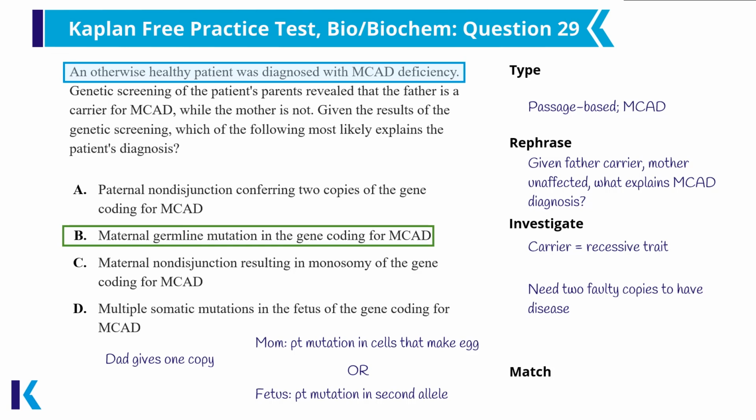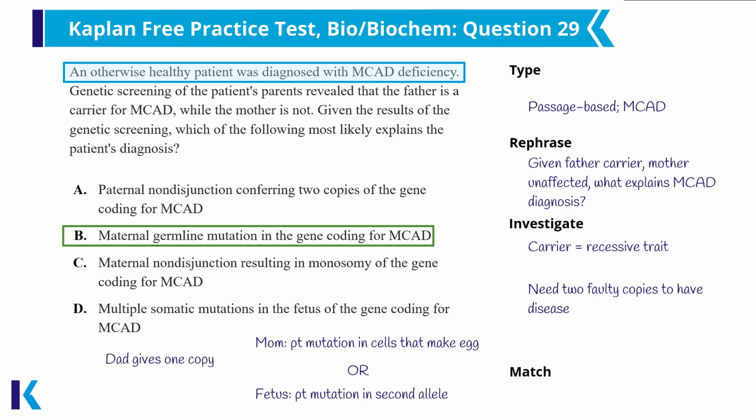I can apply that same logic with C. If I have a non-disjunction from mom so that I only have one MCAT gene from dad, then it's going to create a monosomy of a bunch of other genes as well, making this person affected with more than just MCAT deficiency. The final answer choice, D, is pretty close to the prediction I had about the fetus, but has an important difference.